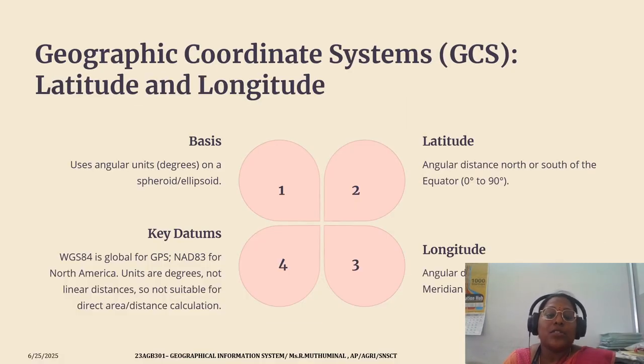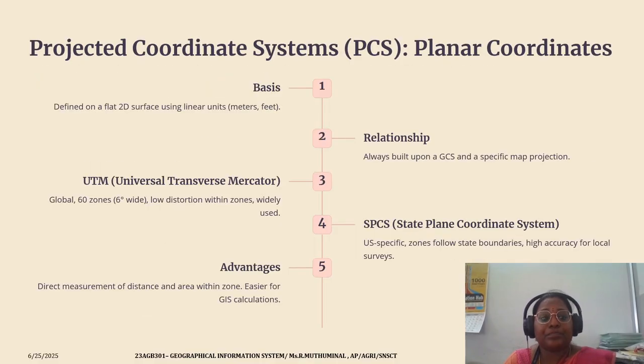In a very minute manner, the geographic coordinate system is the main system which helps us to point out the latitude and longitude, on the basis that it uses angular units. That means it uses degrees on a spheroid or ellipsoid. The key datums used under this are WGS84, which is global for GPS, and NAD83 for North America.